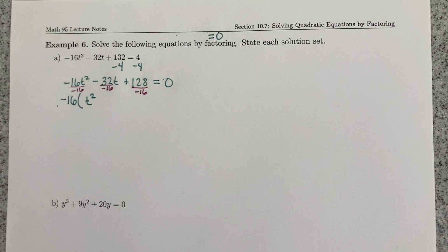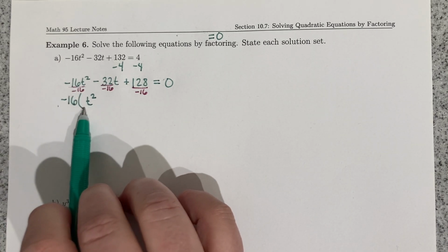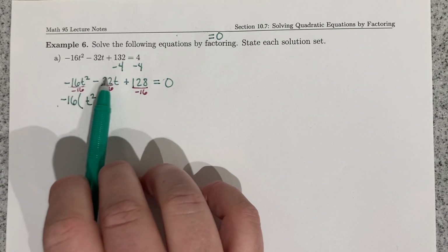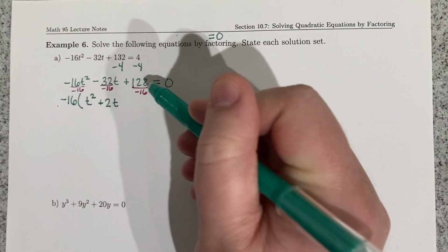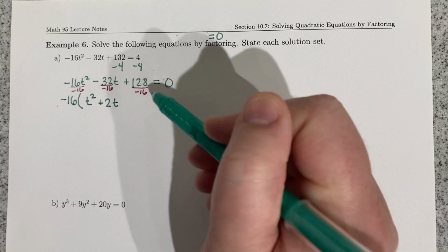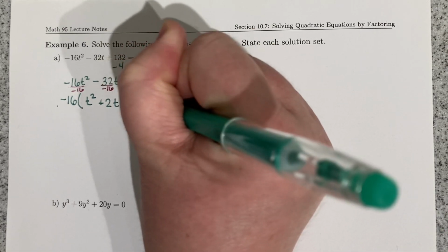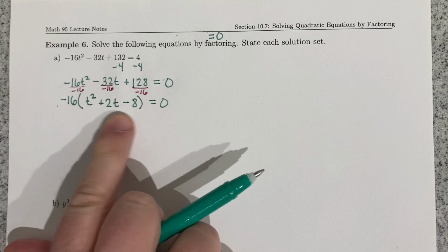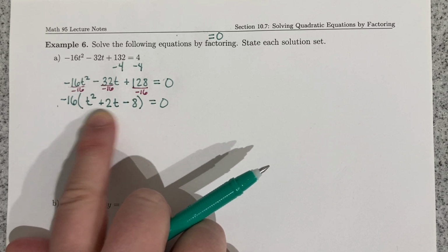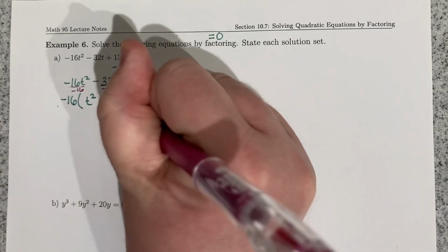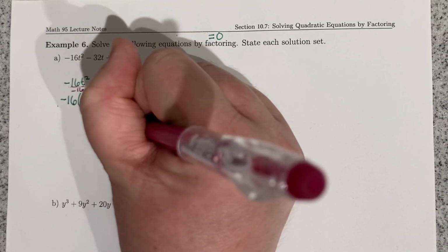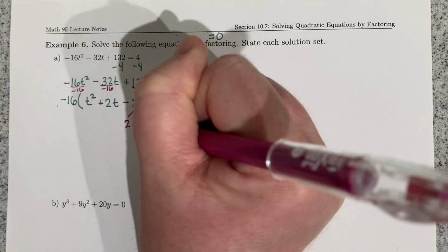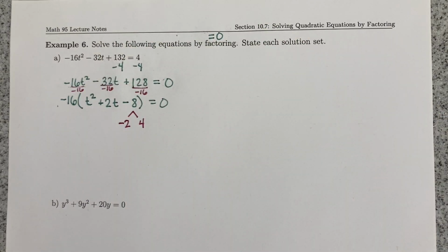So what I get left here: negative 16 divided by negative 16 is just 1. Negative 32 divided by negative 16 is positive 2. And we just saw that 128 divided by 16 was 8, so divided by negative makes it negative 8 equals 0. This feels so much nicer and easier to factor, because now we're just trying to find two numbers that multiply to negative 8 and add to 2. Oh, well, that would be 2 and 4. And I would just need to make the 2 negative. That would add to positive 2.